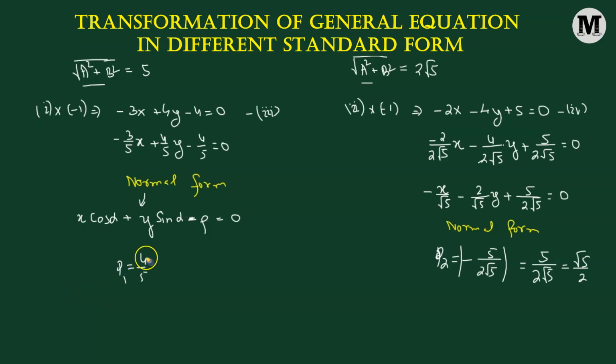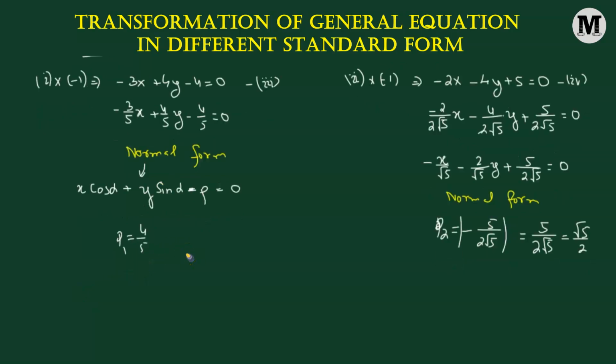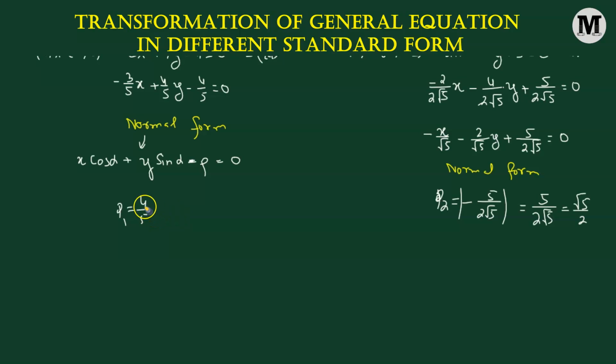Now the next question is, which value is greater? Is p1 greater than p2? p1 is 4 over 5, which equals 0.8, so p1 is less than 1. Whereas p2, square root of 5 over 2, is approximately 1.118. So in other words, we can say that p1 is less than p2.